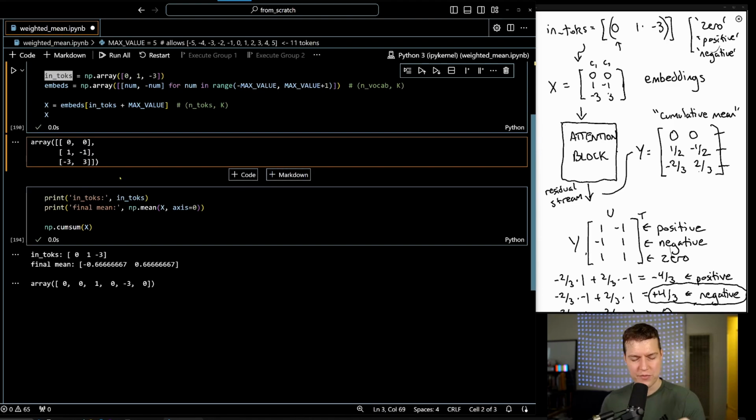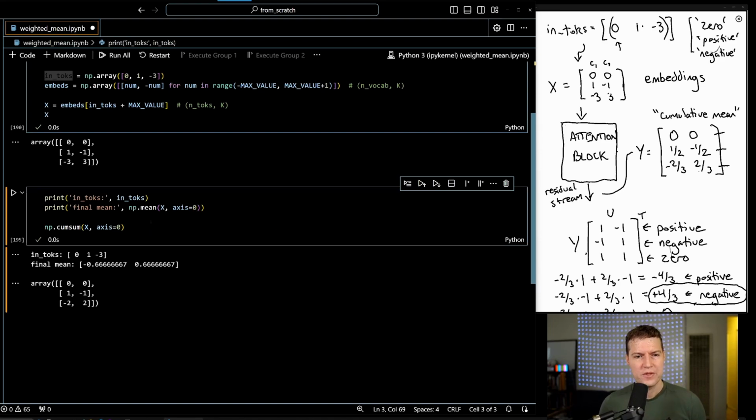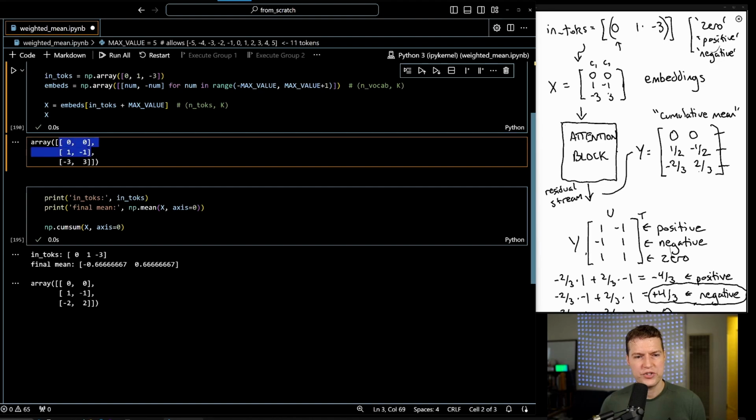I want to take the cumulative sum, but I want to go, again, row by row. So I'm going to have to specify an axis along the rows, because I want to collapse the rows. Now you can sort of see what's going on, I hope. The sum of only the first row is 0, 0. The sum of the first two is 1, -1, because 0 plus 1 and 0 plus -1. And then the sum of all three is -2, 2, if I go up and down the columns.